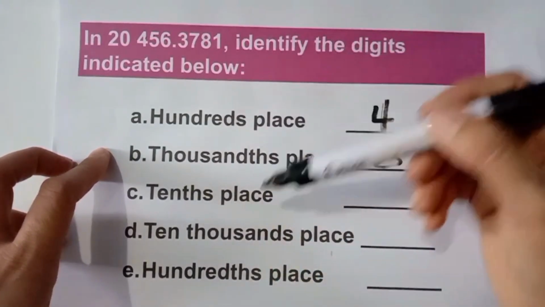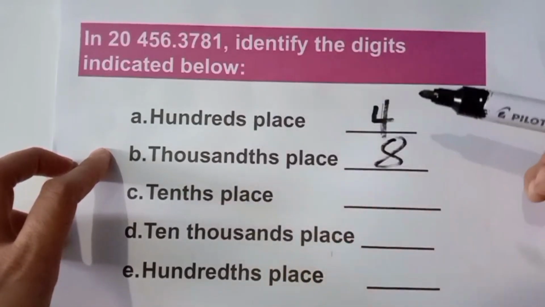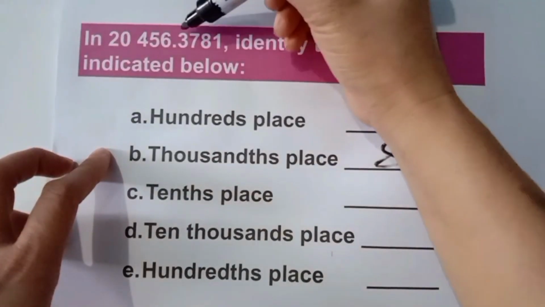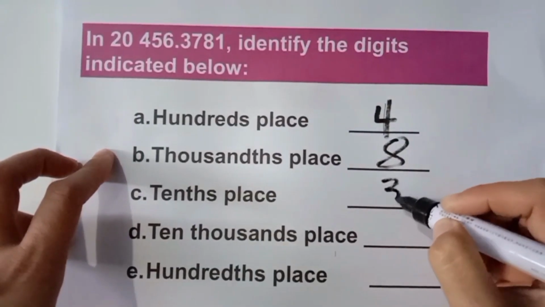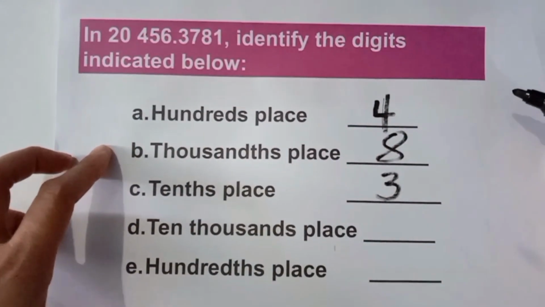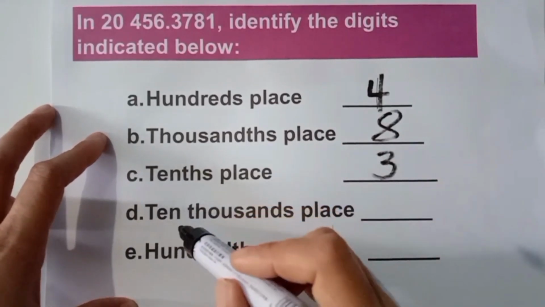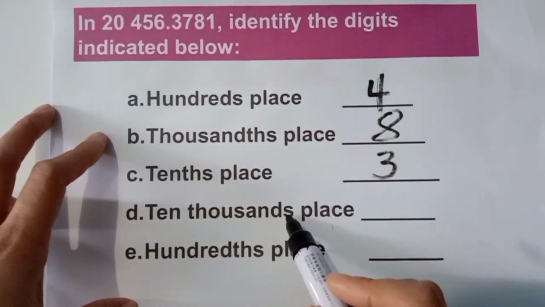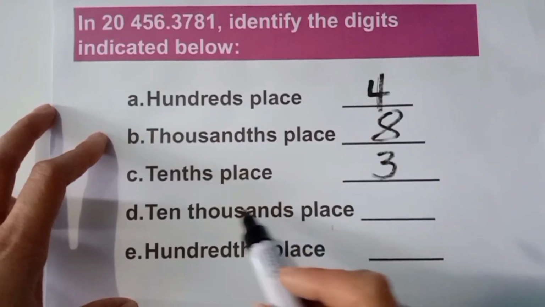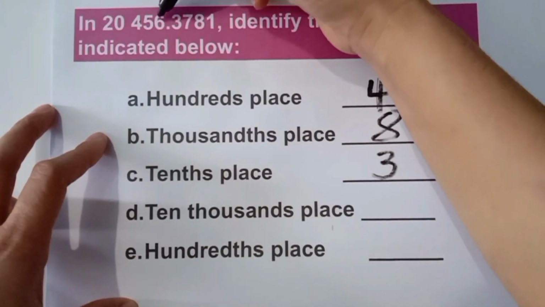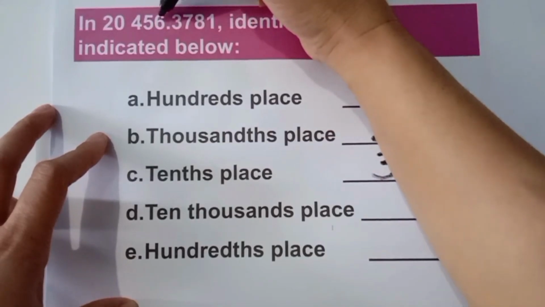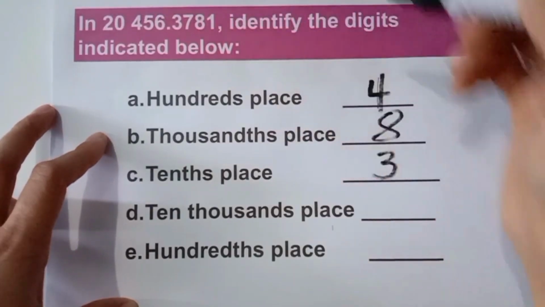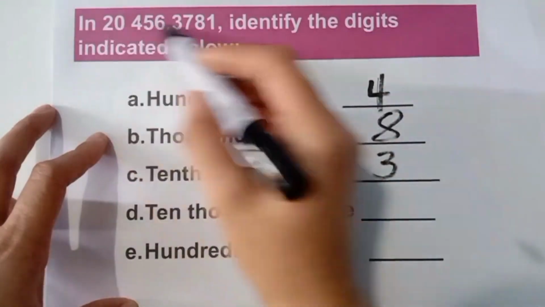Okay, next, tenths place. O, THS ulit. So, THS, nasa kanan po yan ng decimal point kasi decimal number siya. So, tenths. Ayun po, 3 ang tenths place. Okay, now, alin naman po dito ang 10,000s place? Okay, again, tingnan natin. Thousands. S lang po, hindi po THS. So, ibig sabihin, whole number po yan. So, nandito po yan sa kaliwa ng decimal point. So, ones, tens, hundreds, thousands, 10,000. So, ang nasa 10,000s place dito ay 2.